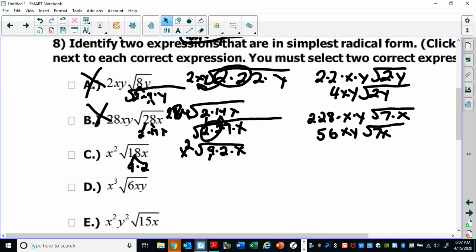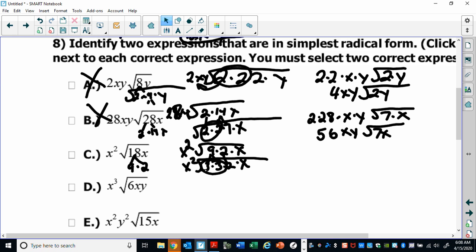Now we have to break down this 9. So we have 3 times 3. And then we're going to bring down that 2 times 2. We're going to bring down that x times x. Hey, I'm getting better with this pen. All right, now, do we have a group of 2 here? Yep.